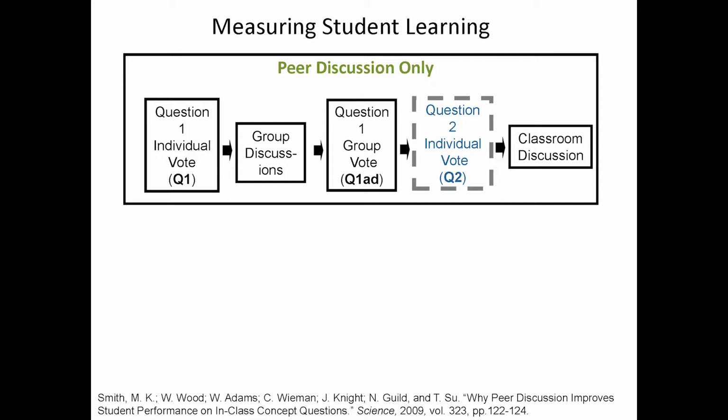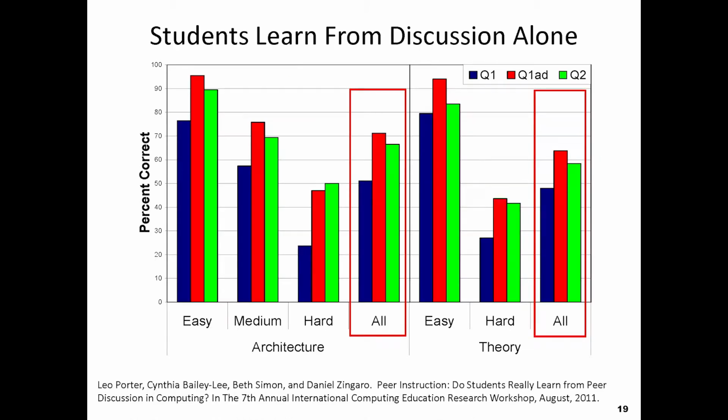We did a replication study. So in our replication study, here are the results from it. These are percent correct. In blue, you've got the individual vote. In red, the group vote. In green, you've got this isomorphic question.